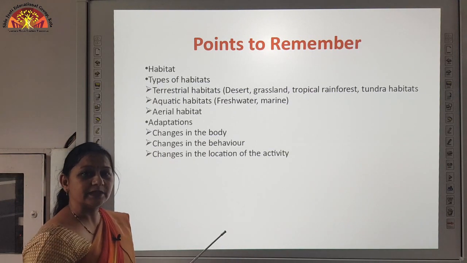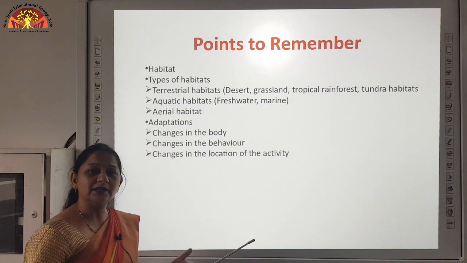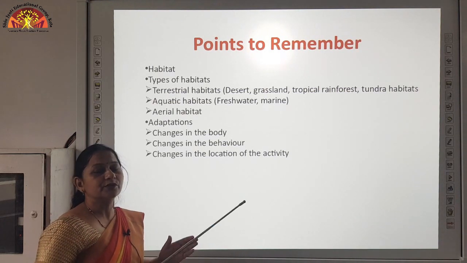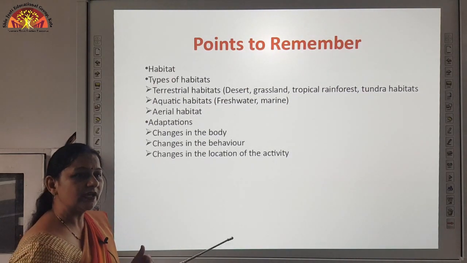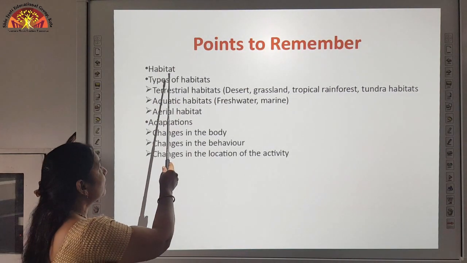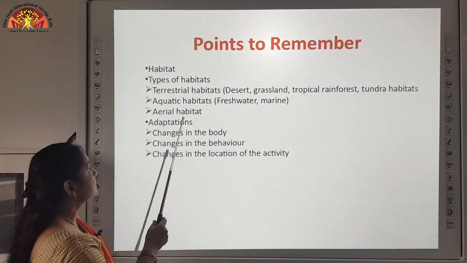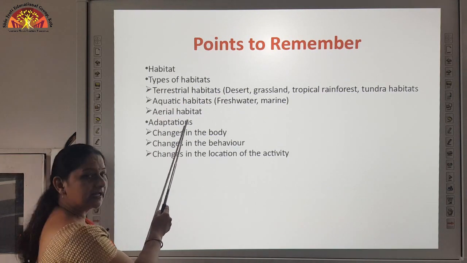Now, what is a habitat? A habitat is a place or an area where an animal lives naturally, means the surroundings are adapted to the animal and the animal is able to survive in the surrounding, and that place is called the habitat. In this we have different kinds of habitats like terrestrial habitats, aquatic habitats, aerial habitats.